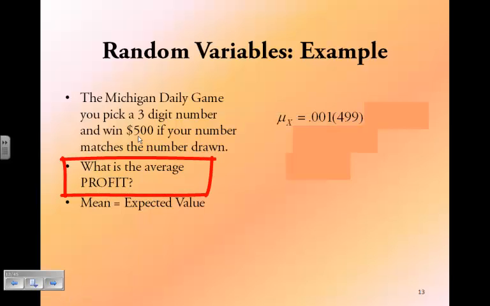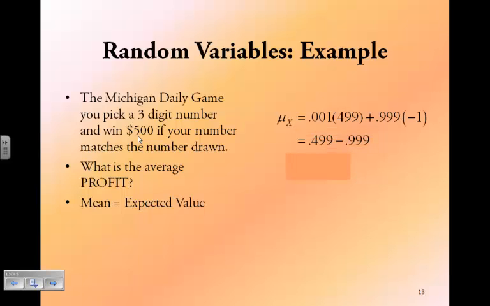Well, I kind of just hinted at that. So in Michigan, if you're playing this game, you're going to spend $1, and if you win, that means you take home $499. So your profit in that case is $499. If you lose, well, then it costs you $1, and that's why it's -1.